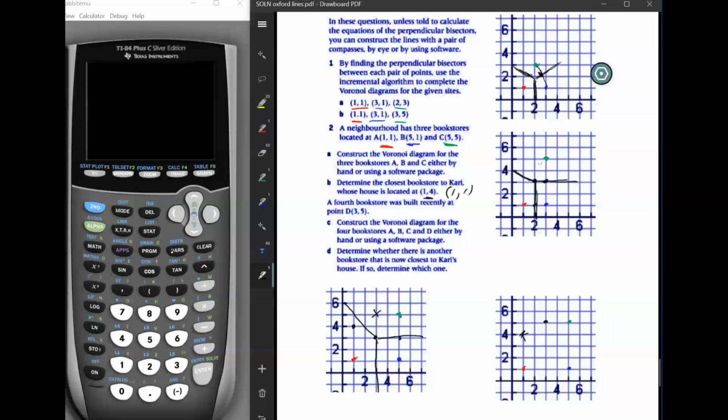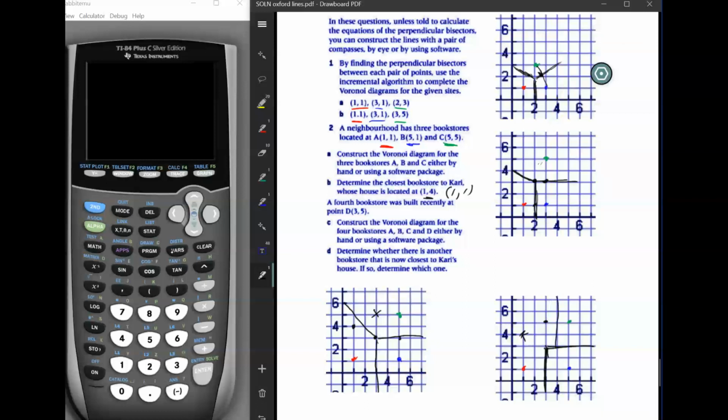And now I'm going to draw the borders between red and blue. The perpendicular bisector of that line would be this line. Between blue and green, the perpendicular bisector of that line would be this line, right? Between green and black, the perpendicular bisector of that line would be this line. Oh, that's not nice.